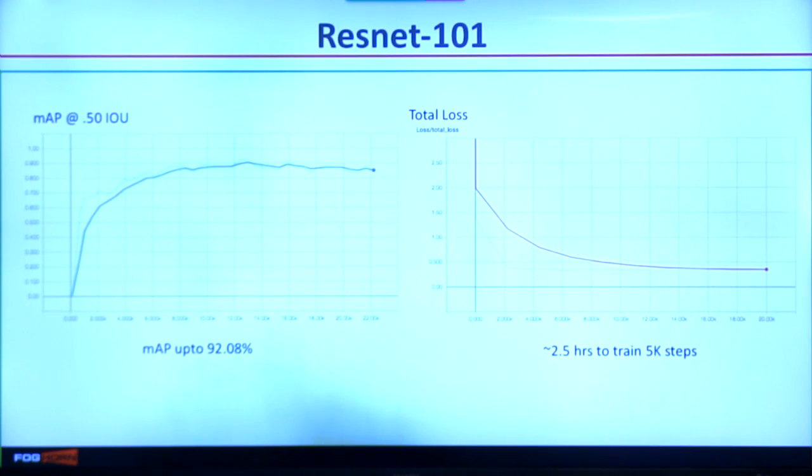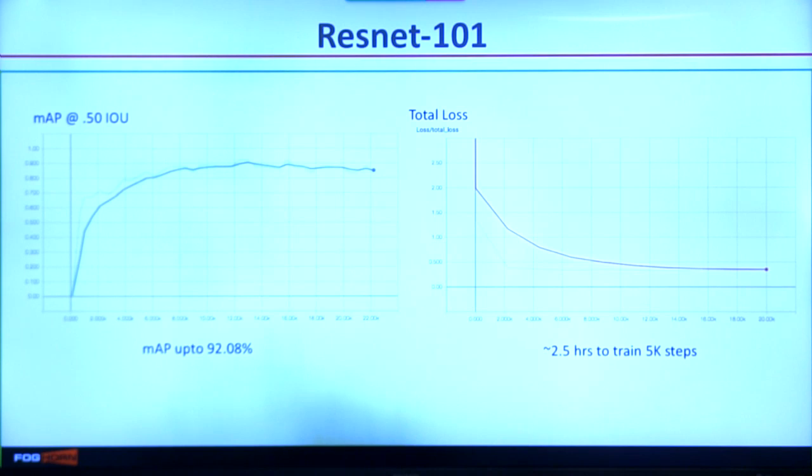All right. The next one is the ResNet 101. This was giving us up to 92% accuracy. This is the best so far. But it was pretty slow to train. For 5K steps, it took around 2.5 hours, so we had to do up to 20K. It took quite some time to get this training done. Okay, so these were the results.